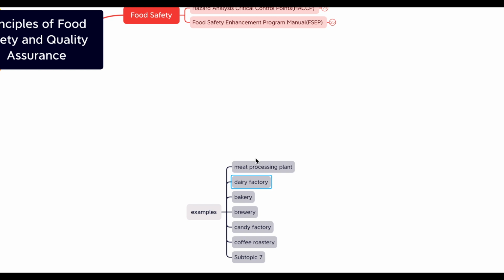And in dairy products, HACCP would identify pasteurization as a critical control point. The FSEP would then provide a detailed plan on how to monitor and record pasteurization temperatures and times, ensuring the milk is safe for consumption.